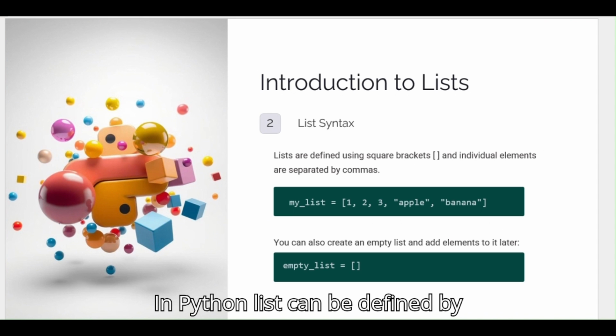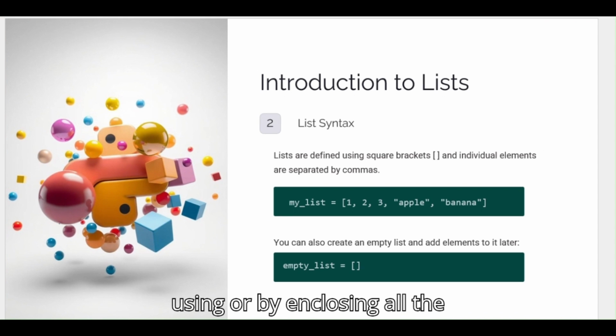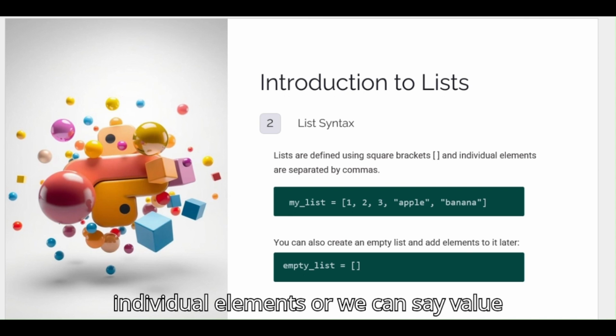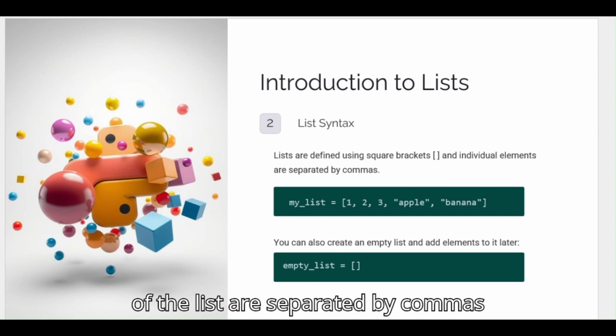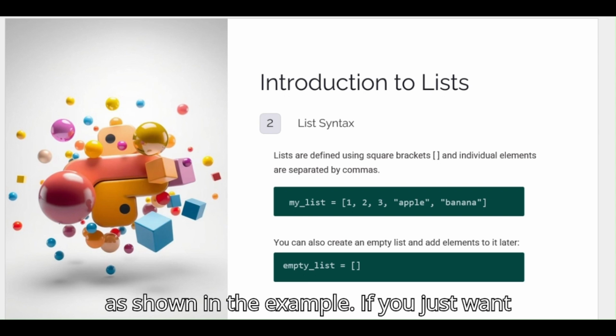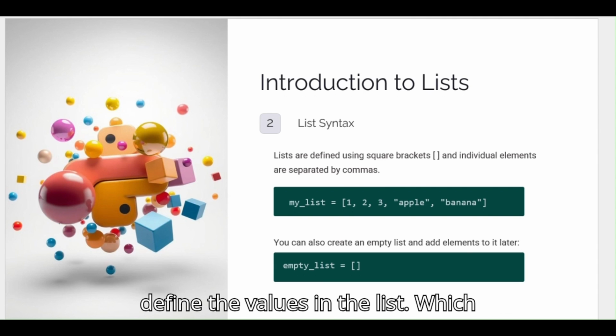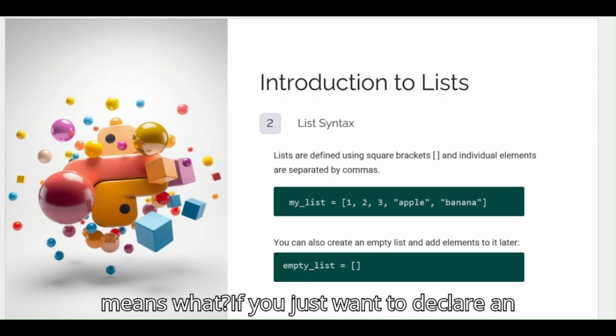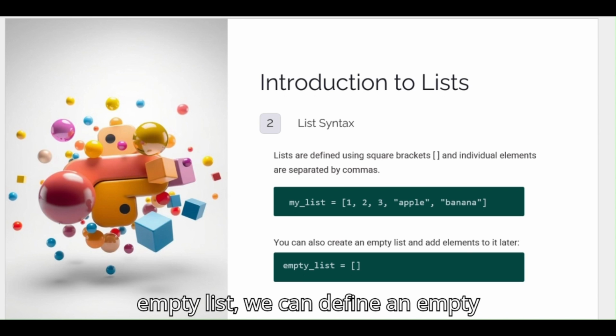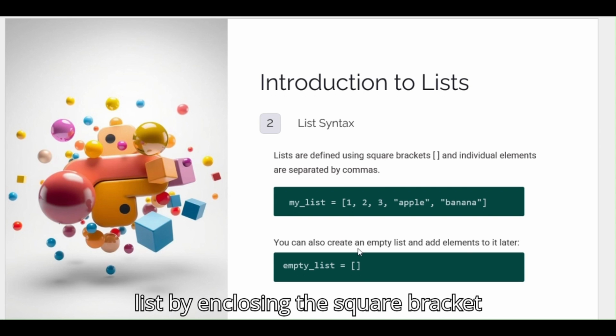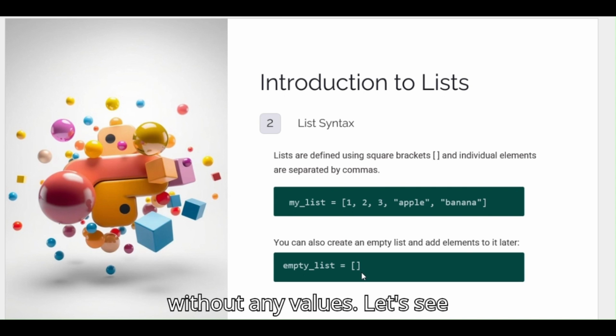In Python, a list can be defined by enclosing all the values of the list in square brackets, where all the individual elements, or we can say values of the list, are separated by commas, as shown in the example. If you just want to declare an empty list, which means you do not want to define any values, we can define an empty list by enclosing square brackets without any values.